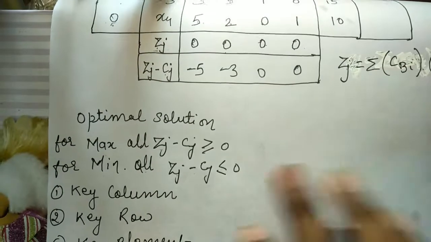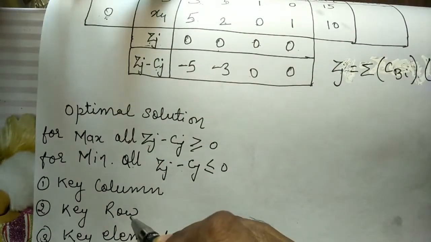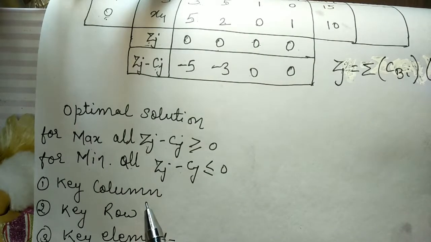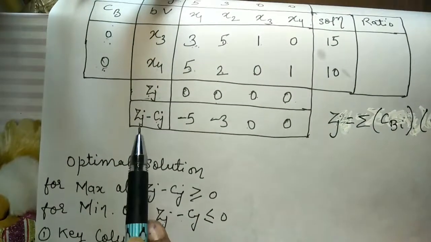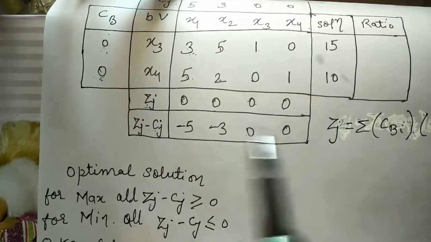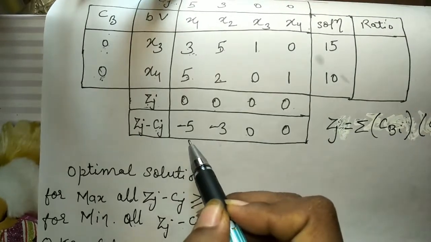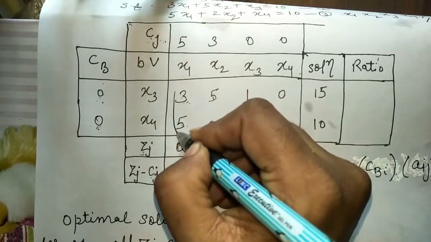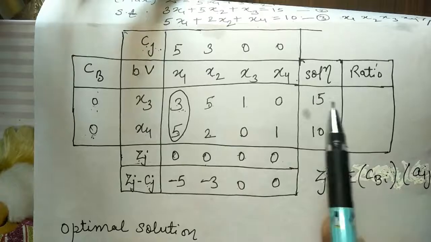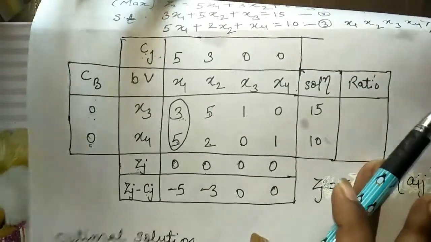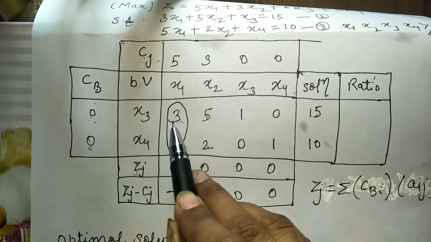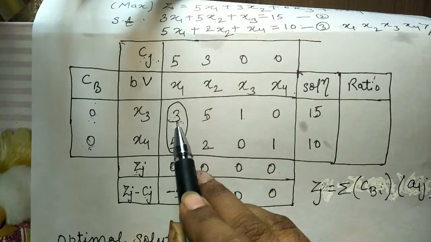Constructing the next iteration, we have to calculate three things: key column, key row and key element. So how do we calculate? For calculating the key column, we will find out the minimum value of Zj minus Cj. Here the minimum value of Zj minus Cj is minus 5. So this column will be the key column. For finding the key row, we will find out the ratio. How will we find the ratio? Ratio is equal to solution upon the corresponding element of the key column.